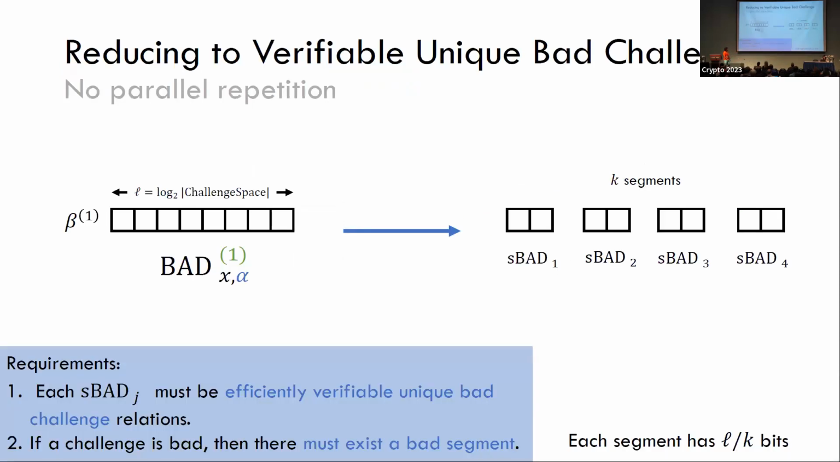Cool. So we defined what these bad segments are, and I defined it only for 2 segments, but you can define it in the same way for all of them. And we've already described, just by defining the properties, that these are efficiently verifiable and have only a unique bad segment. And the last thing I need to show is that if the challenge on the left is bad, there must exist a bad segment.